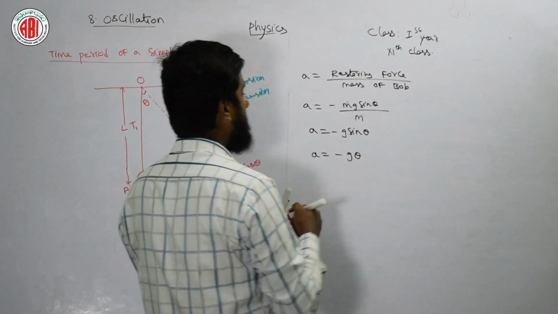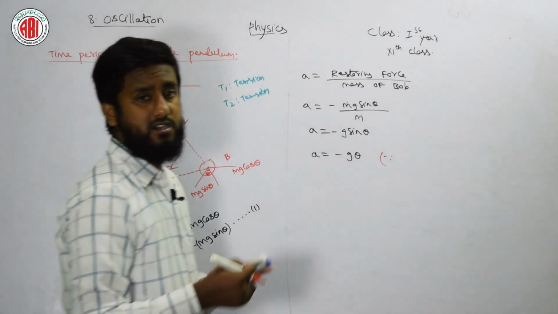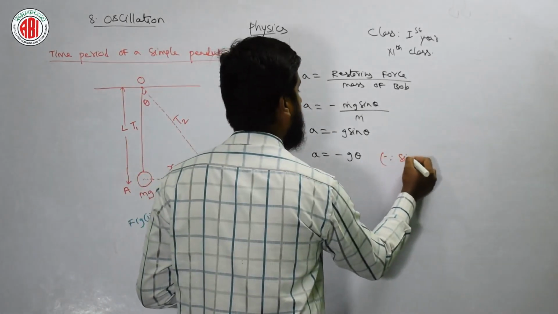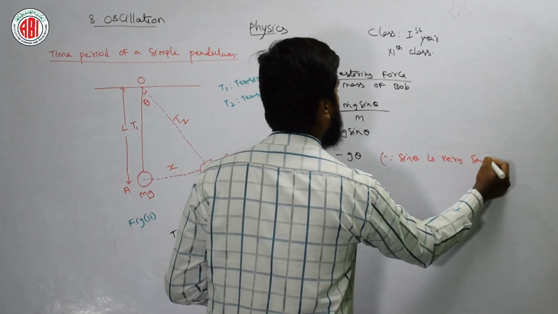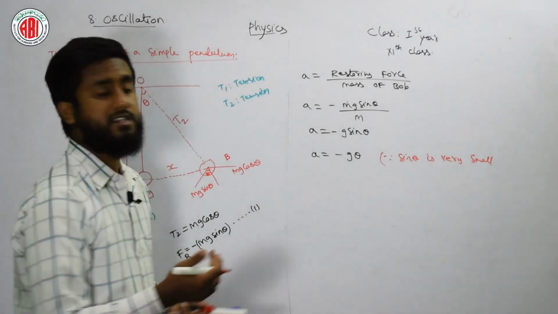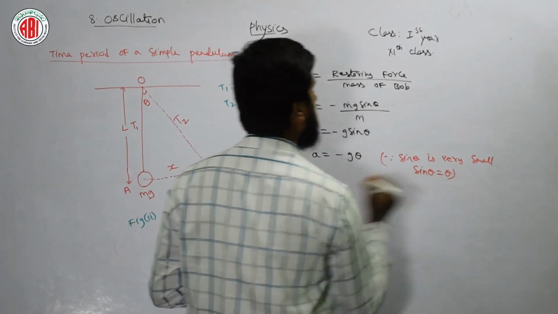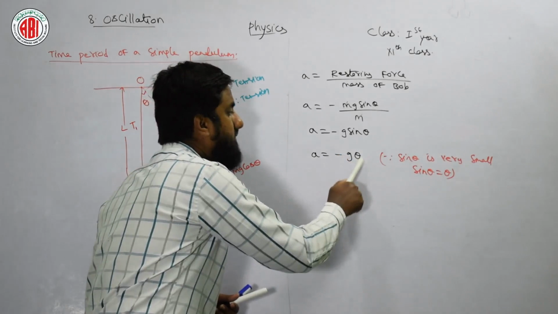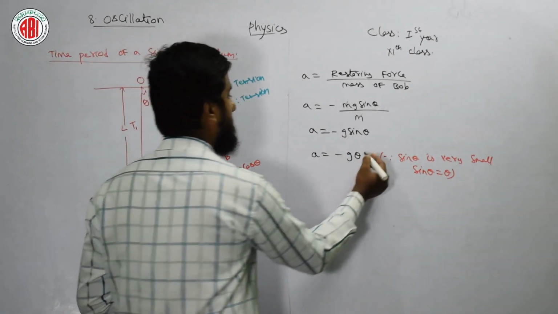I write this as a equals minus g theta. Why? Because sin theta is very small, so sin theta becomes theta itself. In place of sin theta we replace it with theta. Now I am giving this as equation number 2.